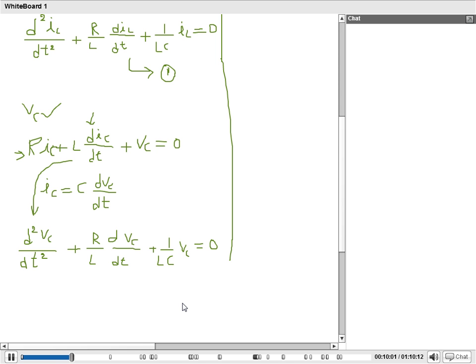So what is IR? I am choosing the variable as Vc first, the voltage across the capacitor. I am writing the differential equation in terms of Vc, so all the terms IR, IL, IC must be written in terms of Vc. Since the variable I chose is Vc, IR is equal to Vc by R, since the voltage across the resistor is the same as the voltage across the capacitor.